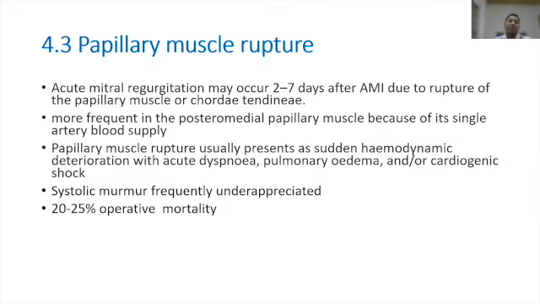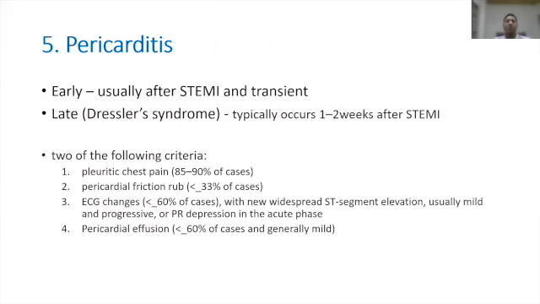Papillary muscle rupture, usually acute mitral regurgitation, 2 to 7 days after the MI. But here you should be careful. The patient may not have a good murmur like what you listen to in chronic mitral regurgitation, but the echocardiogram will show clear, severe MR. So if you are suspecting sudden dyspnea, pulmonary edema, or cardiogenic shock, suspect that some mechanical complication might have happened: either free wall rupture, or papillary muscle rupture, or a VSD. Something is wrong.